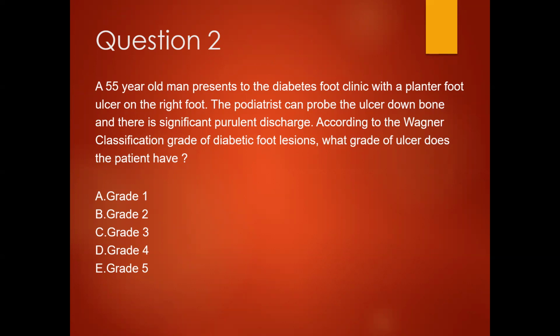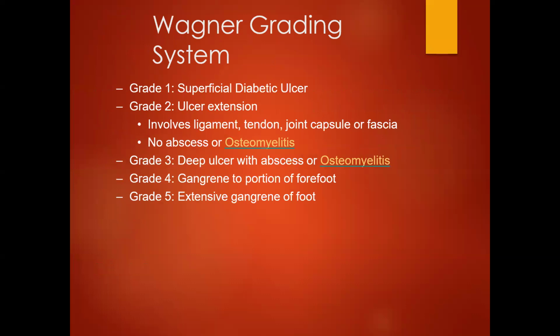And let's go on to the answer in the next slide, which is grade 3. The correct answer here is grade 3. And what is Wagner's grading system? Grade 1 is just a superficial diabetic ulcer. Grade 2 is ulcer extension involving the ligaments, tendon, joint capsule, or fascia, but there is no abscess or osteomyelitis. Grade 3 is our answer, and the patient had a deep ulcer with abscess or osteomyelitis. Grade 4 is already gangrene, which has started up to the portion of the forefoot, and grade 5 is extensive gangrene of the foot.